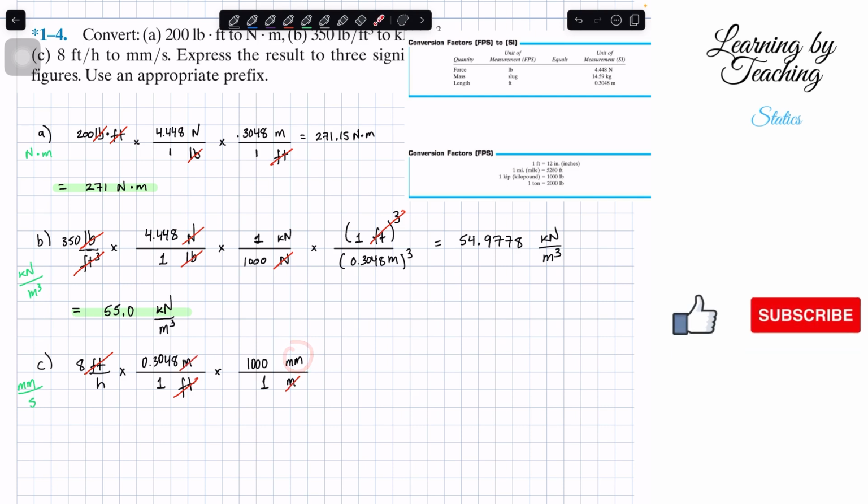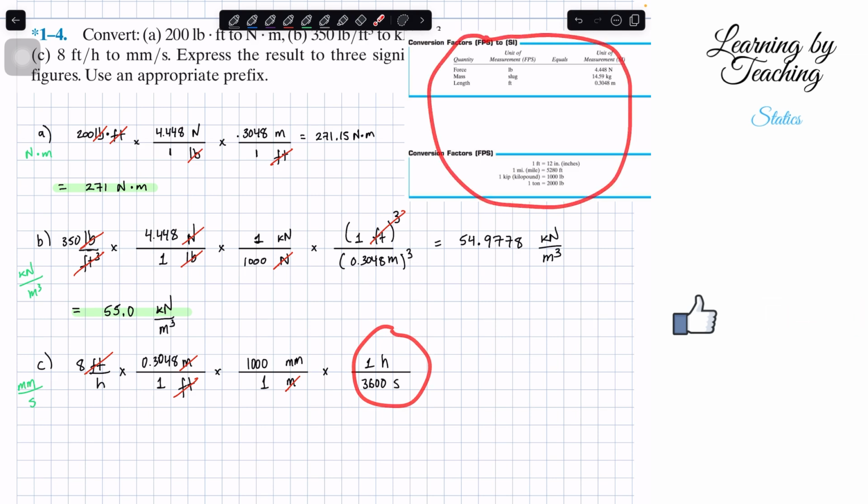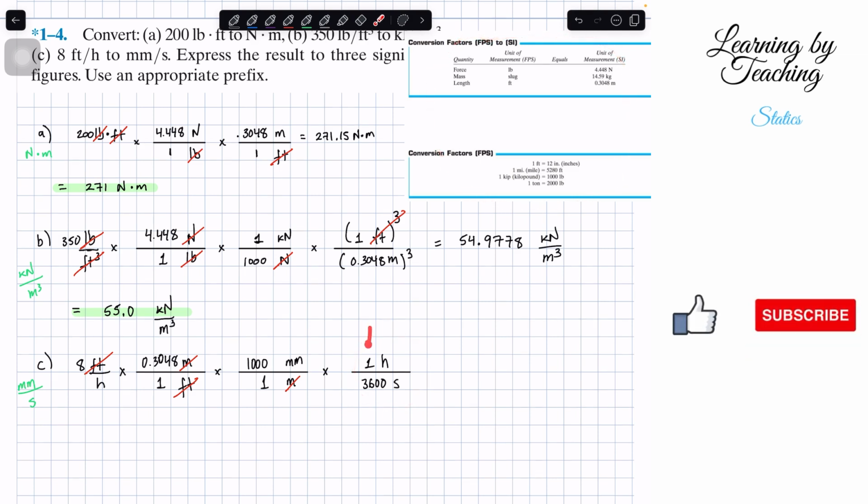Lastly, we're going to cancel out that hour, so we got 1 hour. It's equivalent to 3,600 seconds. Now, as you can see, this is not included in any of that. However, we can find that out by knowing that in an hour I got 60 minutes, and in each minute I got 60 seconds. So that way, if you multiply 60 times 60, it will give you the 3,600.